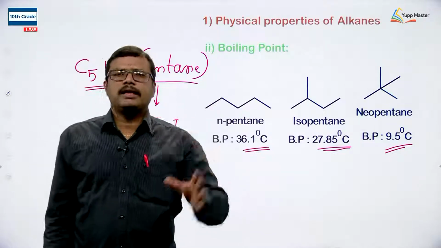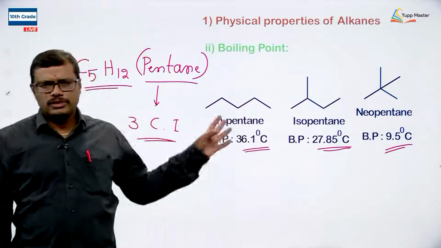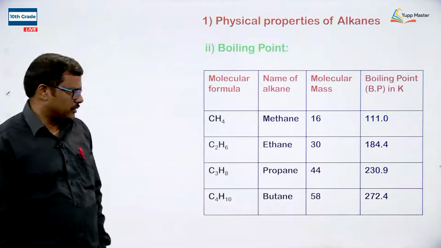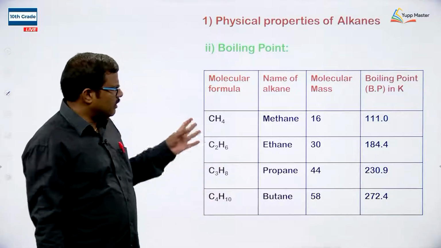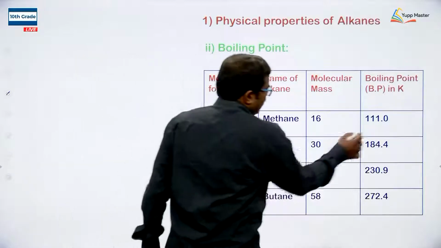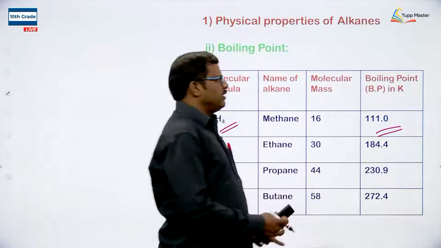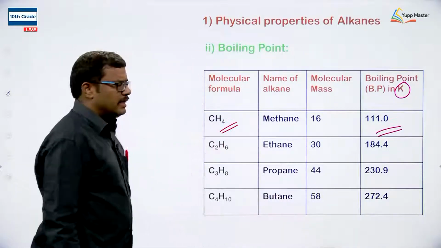Okay. So, with increase in branching, the boiling points are decreasing for alkanes. This factor has to be kept in mind for competitive examination purposes, right. Let us visualize the boiling points of alkanes. Methane boiling point is 111.0. Here the boiling points are given in kelvins, not in degree centigrade.